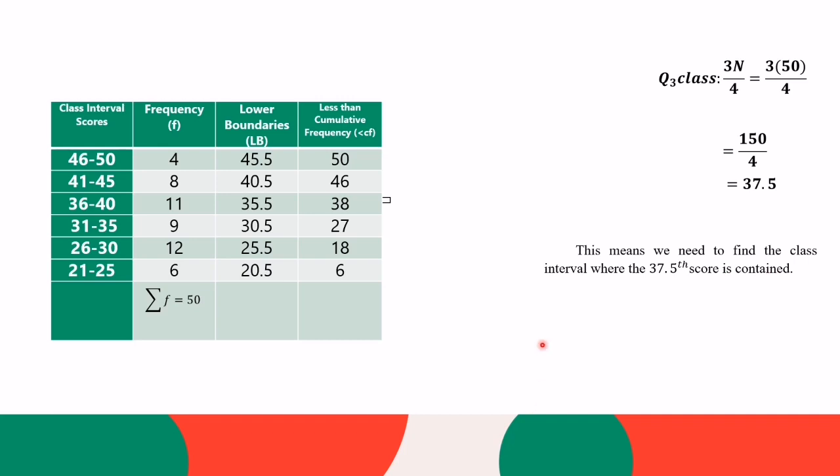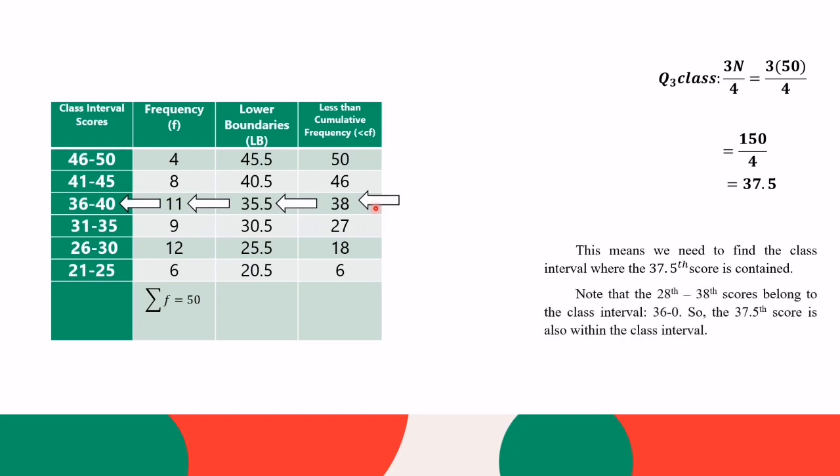Okay, so again, it does not belong here because it is only until 6. And then the second row, it is only until 18. The third row, it is only until 27. And then the fourth row, it belongs here because we are looking for the 37.5 score, and the number here is up to 38. So this shows that the 37.5 score is within this class interval, the class interval 36 to 40.